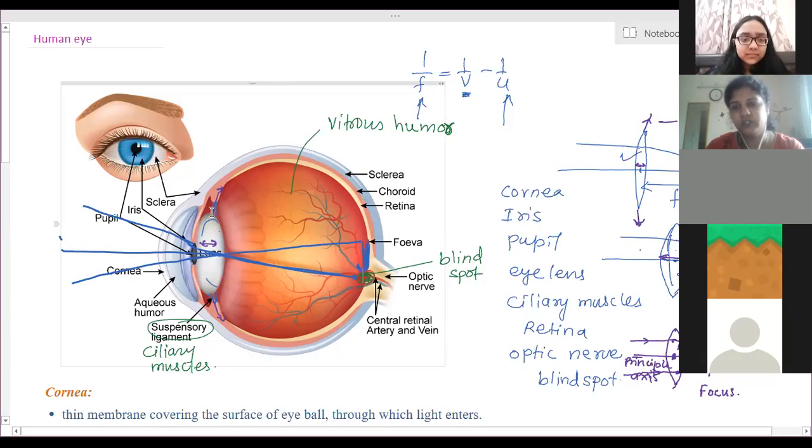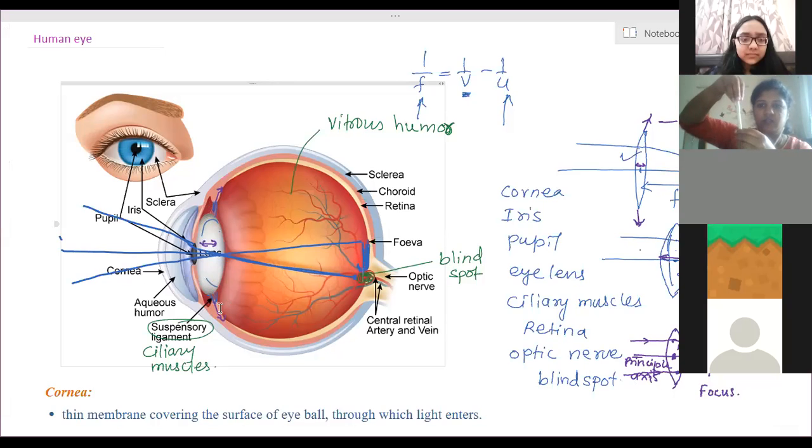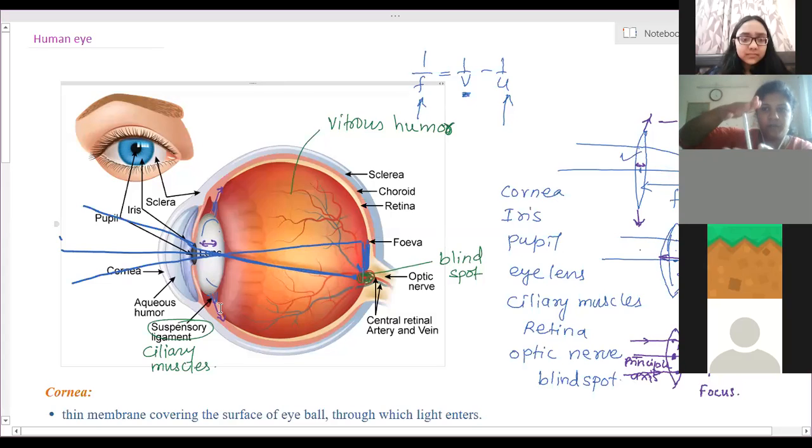The ciliary muscles, which are present on both sides of the lens, attach to the lens and hold it at one particular position. Just like, for example, suppose I consider a pen. If this is a pen, like this is a lens, it is held by two things at the top and bottom. These are the muscles which stretch it and which compress it.